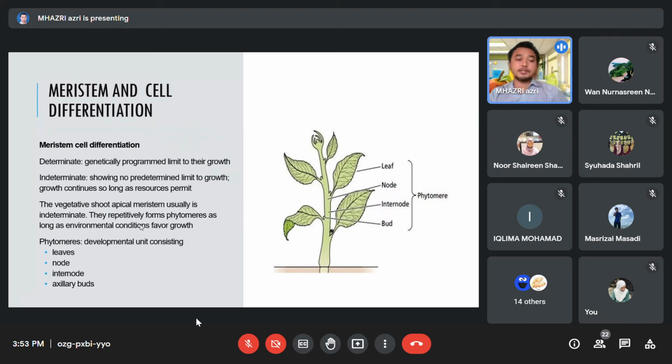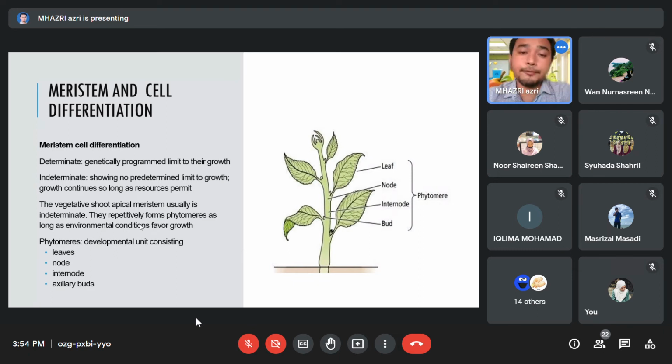For meristematic differentiation, there are certain meristematic tissues that differentiate determinately, and there are also other meristematic tissues that undergo indeterminate differentiation. What is meant by determinate and indeterminate? Determinate means genetically programmed limits to their growth. Indeterminate shows no predetermined limit to growth as long as resources permit. So for example, what is determinate growth?